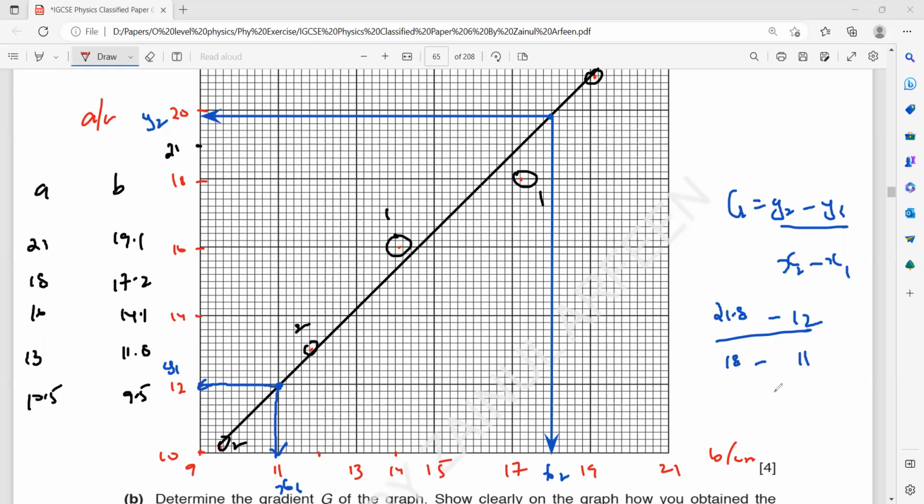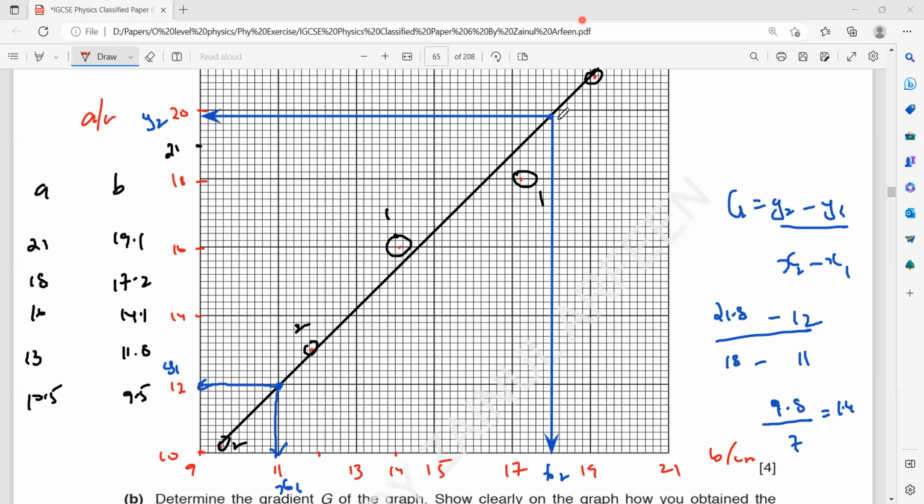So when we simplify, 21.8 minus 12 is 9.8, divided by 7. 9.8 divided by 7, what's the answer? 1.4. So we'll mention that the gradient is equal to 1.4. Remember this, you have to show this on your graph. If you don't represent it on the graph, you will lose a mark for that.